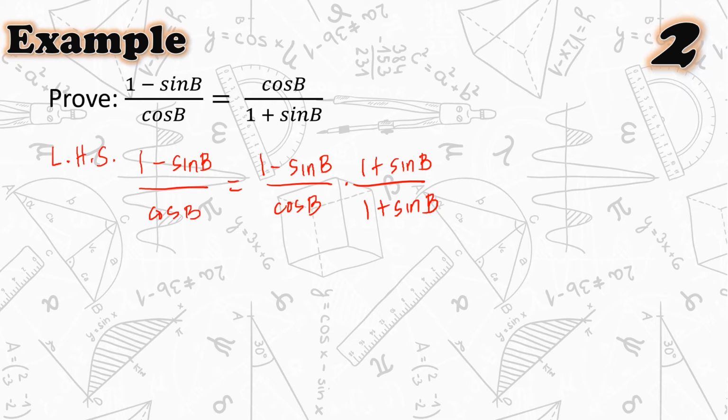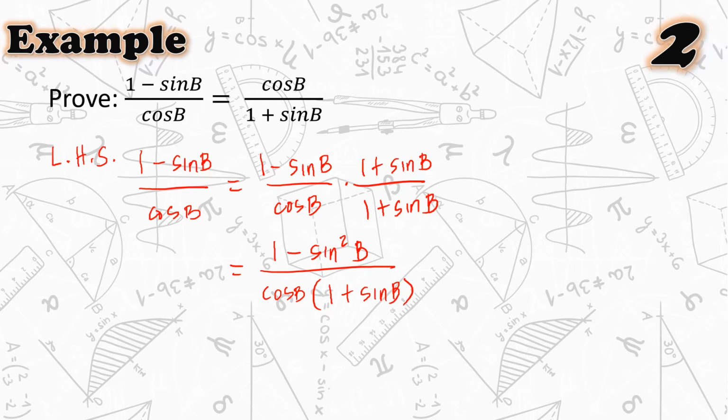Let us proceed in multiplying. In the numerator, we have 1 minus sine b times 1 plus sine b. This is the product of a difference and a sum. So the result is the difference of two squares. Then we have 1 minus sine squared b. And in the denominator, we have cosine b times the quantity 1 plus sine b.